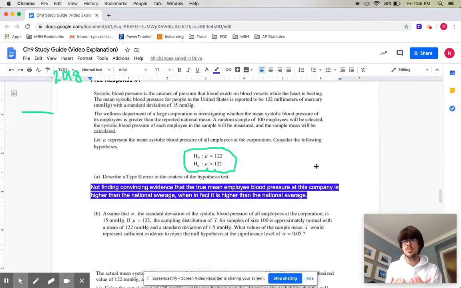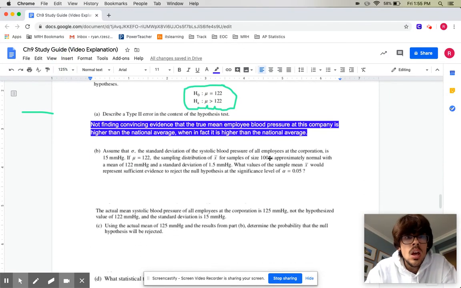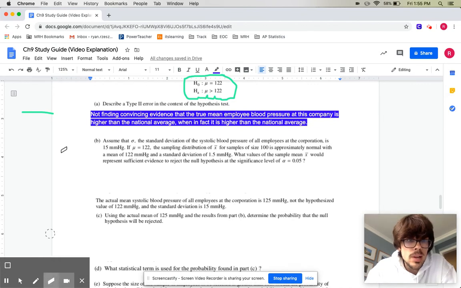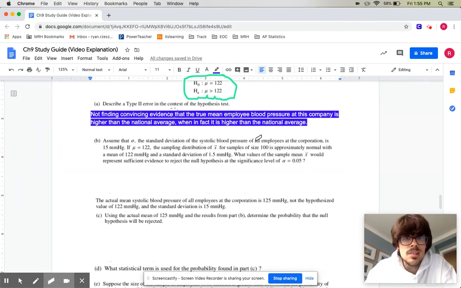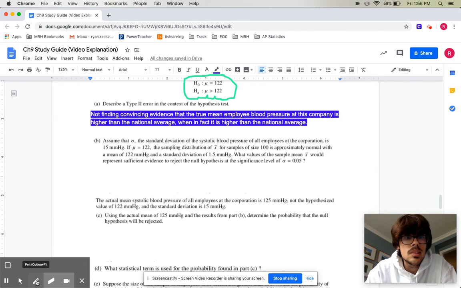So they're not helping the employees get better or lower their blood pressure when it would be a useful thing for them to do so. All right, so part A, not so bad, just starting us off, building our confidence a little bit. And then things get a little tougher with the rest of this question here.